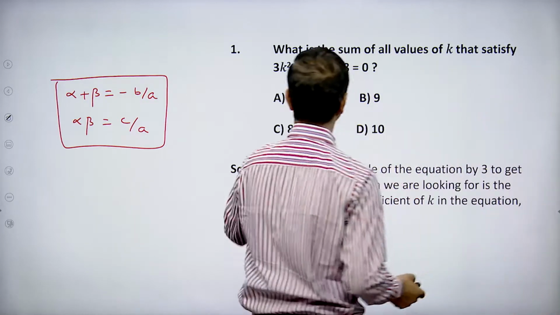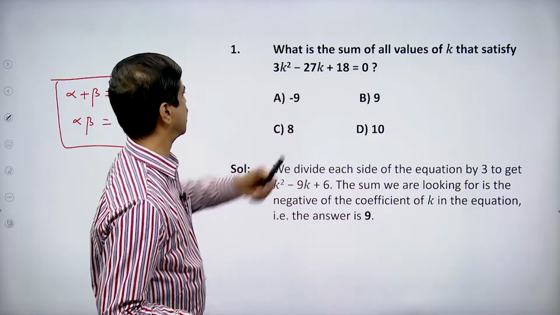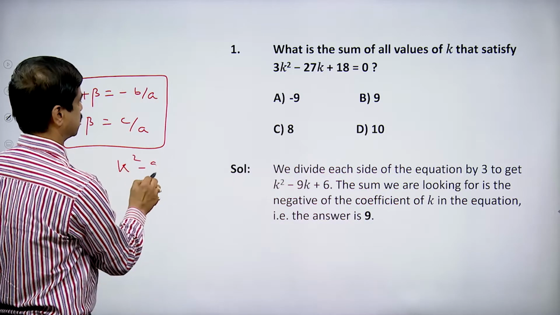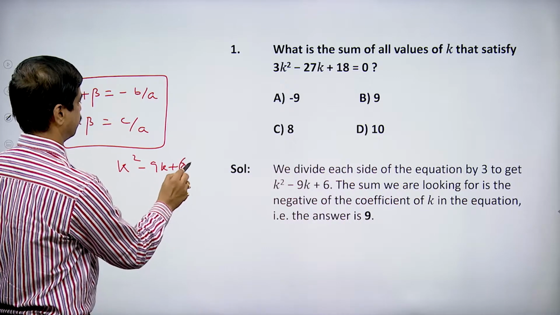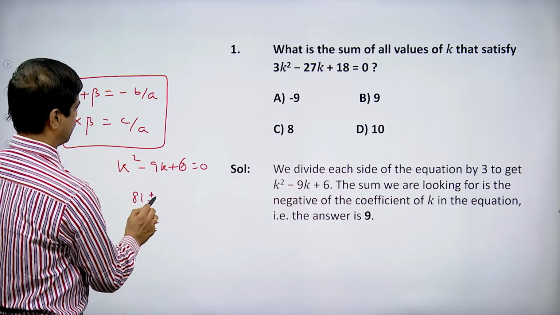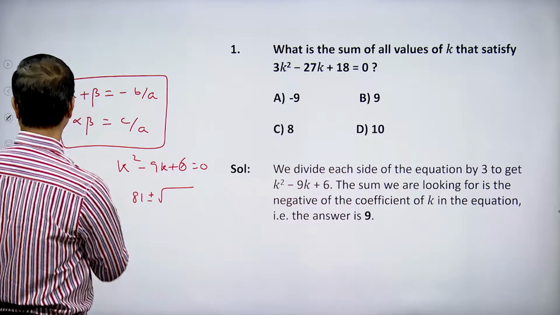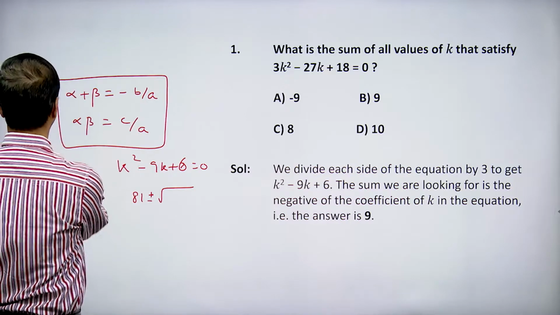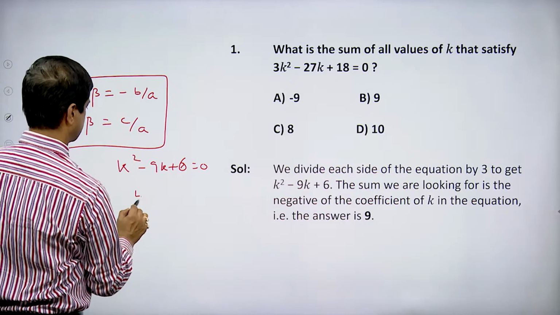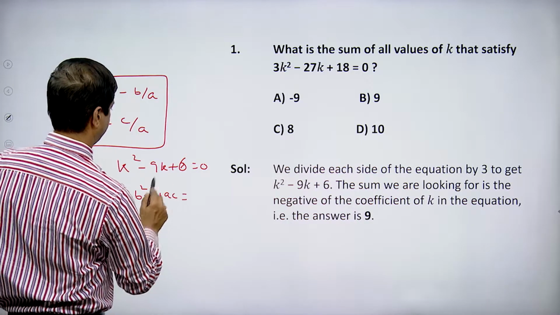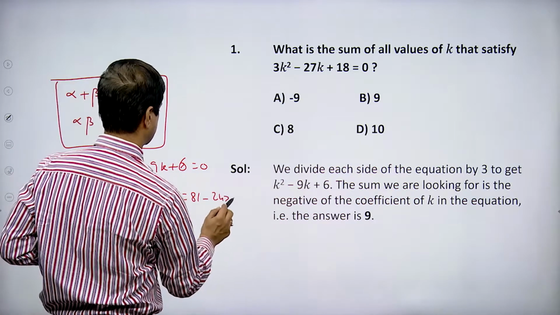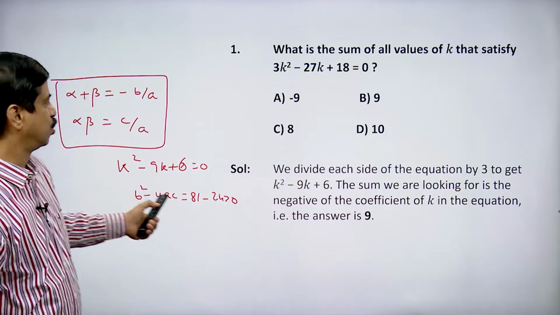So now let us check the discriminant of it, b square. You can take 3 common, isn't it? So you will get k square minus 9k plus 6 equals 0. Discriminant is b square minus 4ac. b square means 81 minus 4 into 1 into 6, which is 24. So this is greater than 0. So definitely it has two roots.